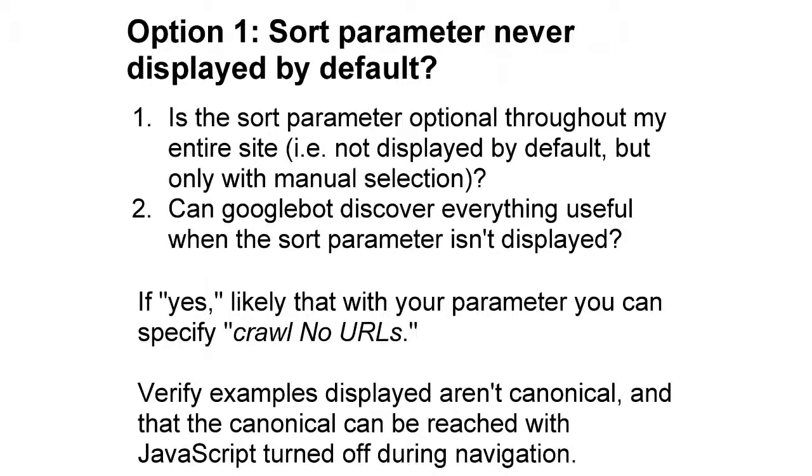If that answer is yes, and the first answer is yes, then it's likely that with your sort parameter, you can specify crawl no URLs. Once you've applied this setting, please verify that the sample URLs displayed in Webmaster Tools are in fact not canonicals, so they're just duplicates, and that the canonical URLs, the URLs that you really want crawled and indexed, can be reached by regular user navigation.